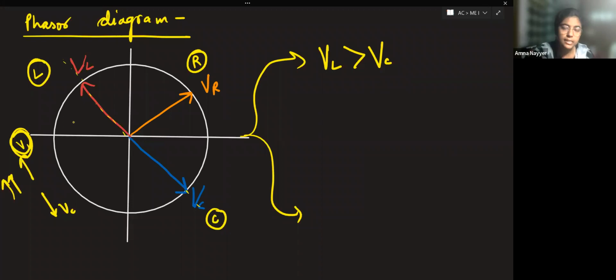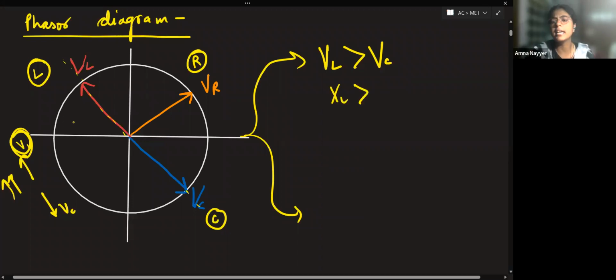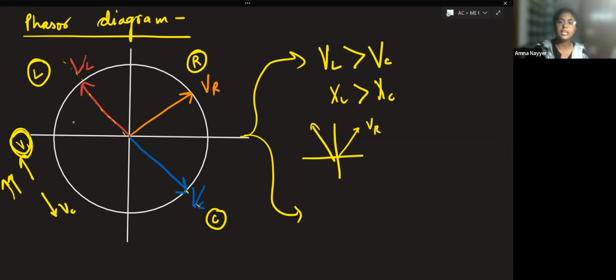So if VL is greater than VC, or you can say XL is greater than XC, inductive reactance is greater than capacitive reactance, your phasor diagram will have VR, but your resultant voltage will become VL minus VC, or XL minus XC. So the resultant will point towards the L side only, which you can write as VL minus VC, or XL minus XC.